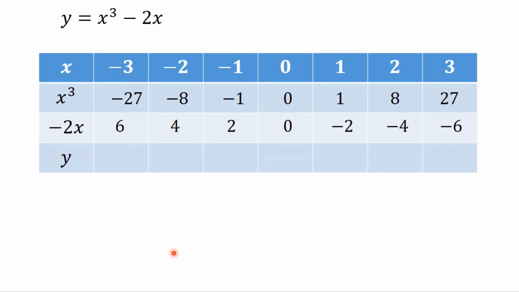So negative 27 plus 6 is negative 21. Negative 8 plus 4 is negative 4. Negative 1 plus 2 is 1. 0 plus 0 is 0. 1 plus negative 2 is negative 1. 8 plus negative 4 is 4. And 27 plus negative 6 is 21.